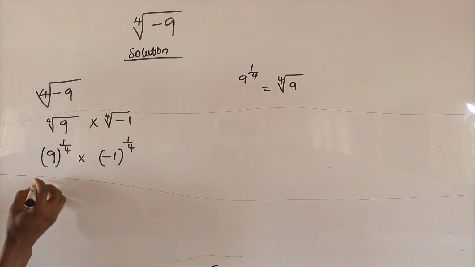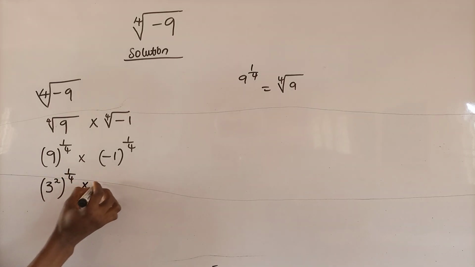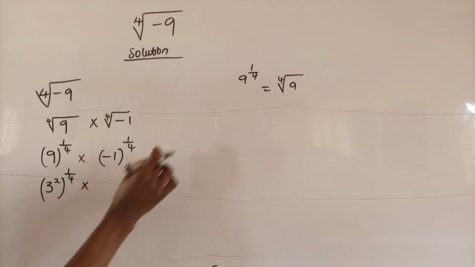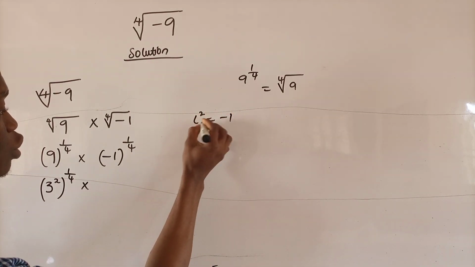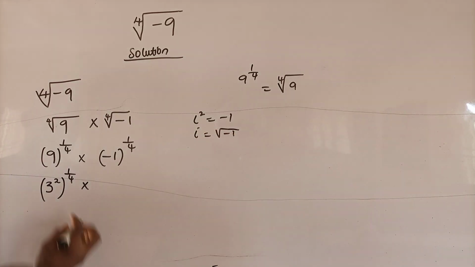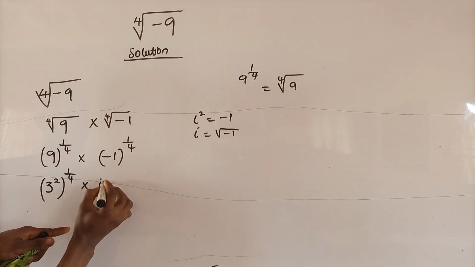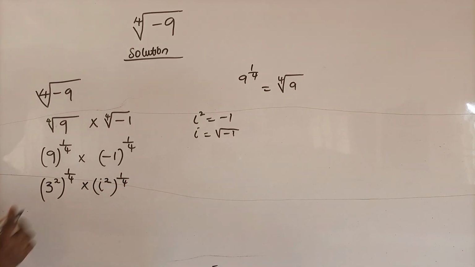So can I still deduce this thing as 3 raised to the power of 2, parentheses, 1/4 multiplied by -1. Okay, -1 is already i squared is equal to -1. Therefore, square rooting both sides, i is equal to the square root of -1. So can I replace -1 with i squared? Am I correct? Yes. 1/4. So we are going to have 3.